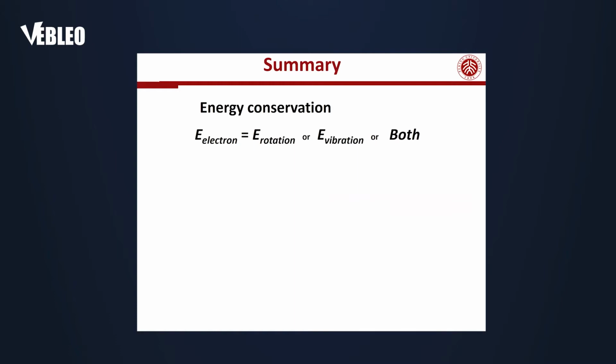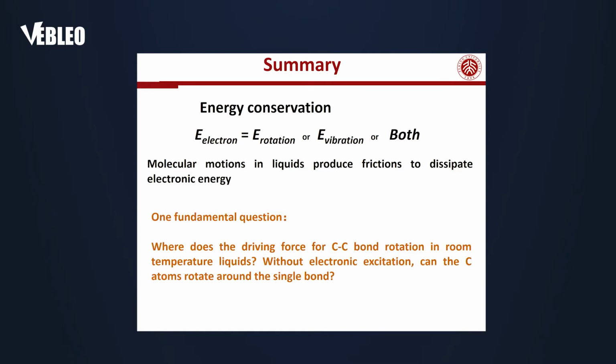In this mechanism, energy is conserved, so the electronic energy must be equal to the rotational energy or vibrational energy or both. Molecular motions in liquids produce friction to dissipate electronic energy. This explanation sounds reasonable, but let's think about a fundamental question. Where does the driving force for the C-C single bond rotation come from in room temperature liquids? Without electronic excitation, can the carbon atoms rotate around the single bond? Let's think about the nature of transition state theory.